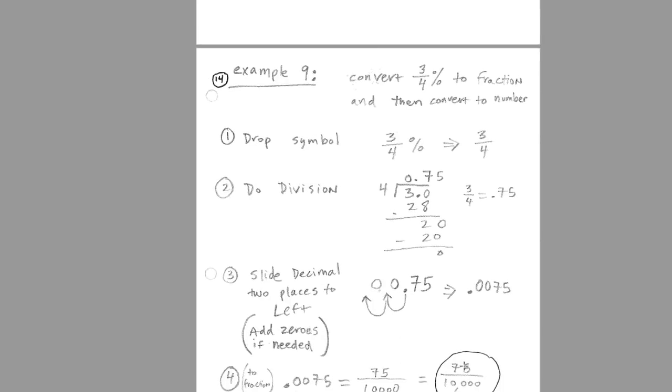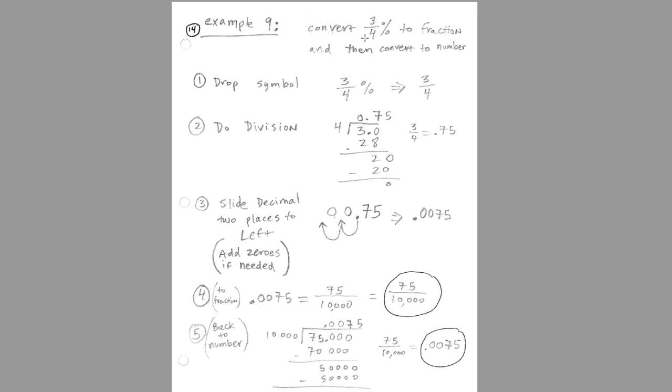One last example over here. Convert 0.75% to a fraction and then convert to a number. 3/4 of 1% back to a number. Well, first we drop the symbol. Then we do the division, getting 0.75. Then we slide, whoop, whoop. Or down here, whoop, whoop. And we're left with 0.0075.